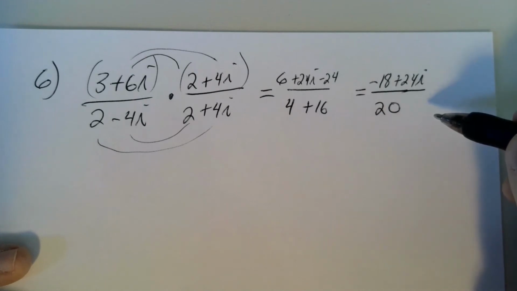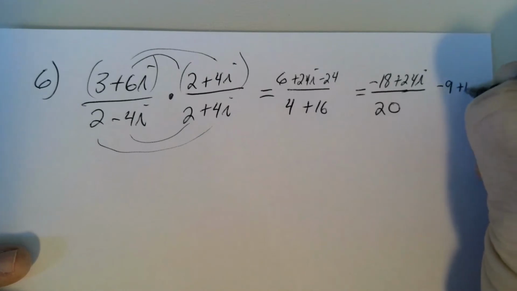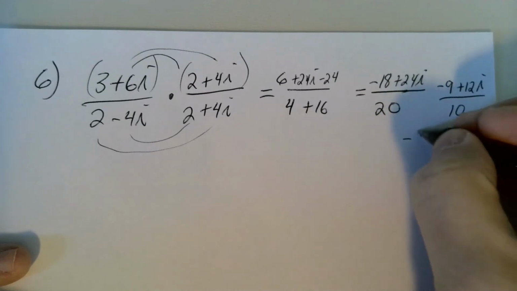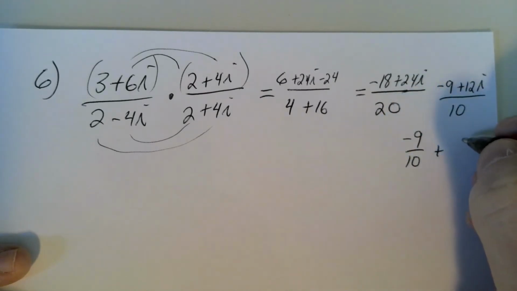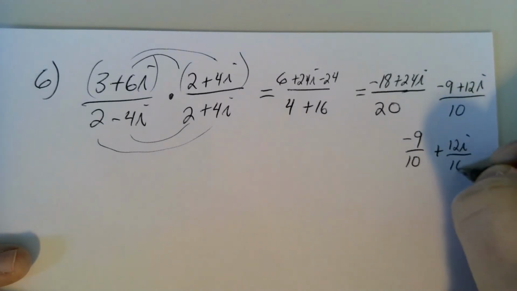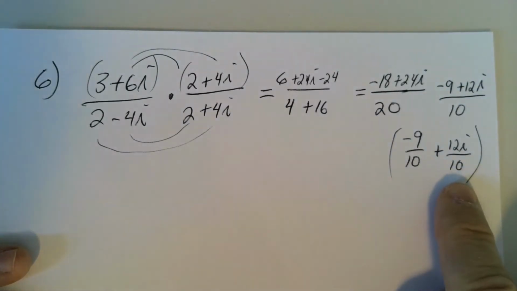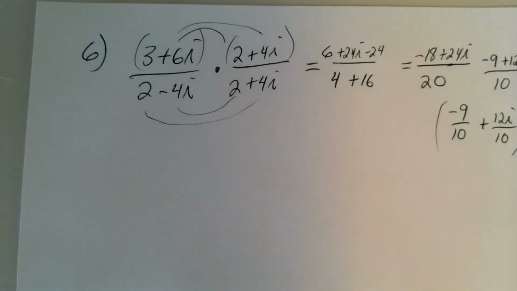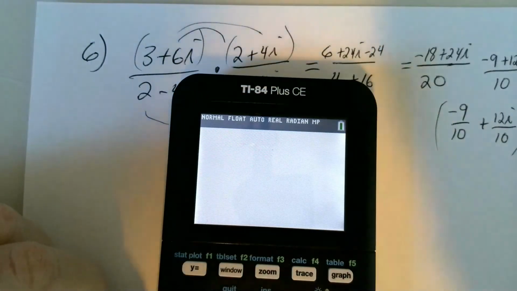And that would give me negative 9 plus 12i over 10, or negative 9 tenths plus 12i over 10. And it might even reduce this to 6/5 when it does that. So let's do a quick check and see what our calculators actually do for us, because I want you to be able to go back and forth between these things.